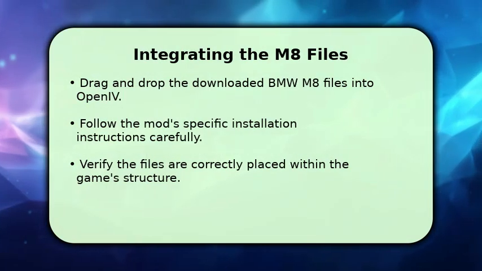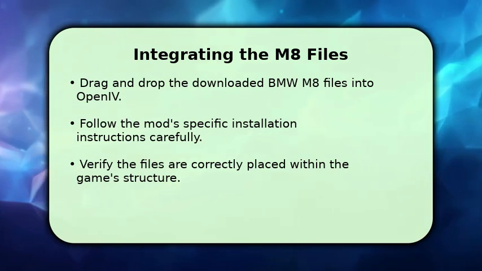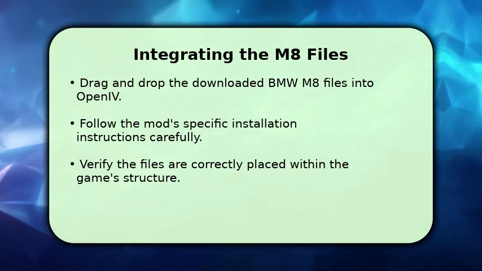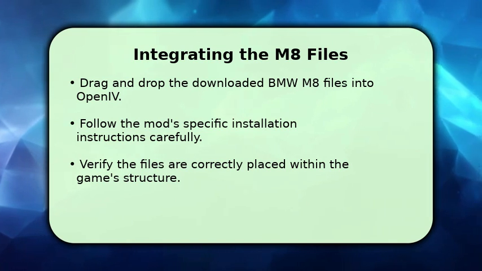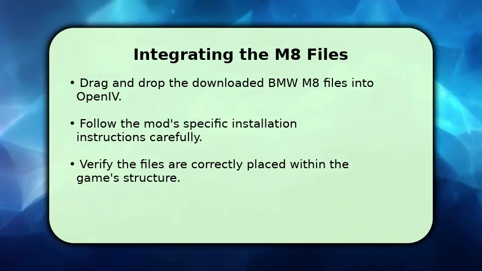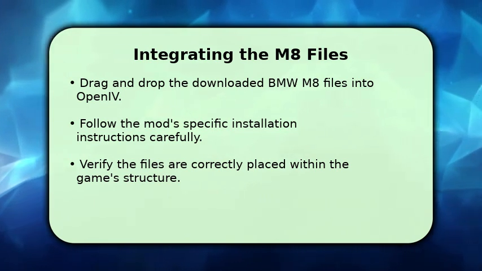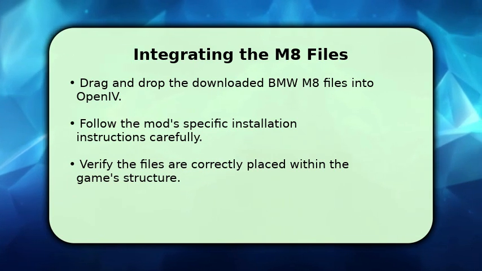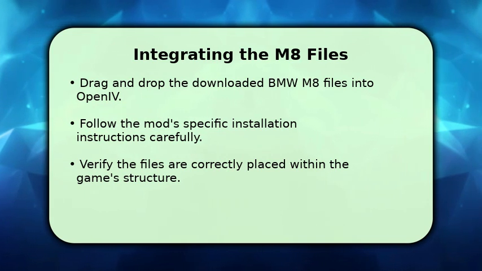With OpenRoman 4 in edit mode, it's time to add the BMW M8. Drag and drop the downloaded mod files directly into the designated folder within OpenRoman 4. Pay close attention to the specific installation instructions provided with the mod, as some vehicles have unique requirements. Double-check that all files are correctly placed to ensure the car appears in your game without any errors. This step is vital for a successful integration.